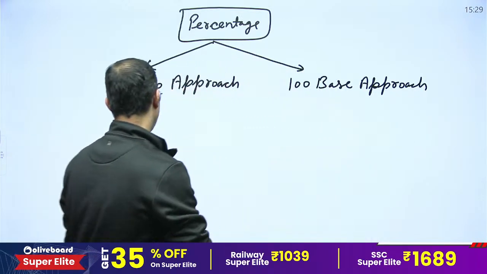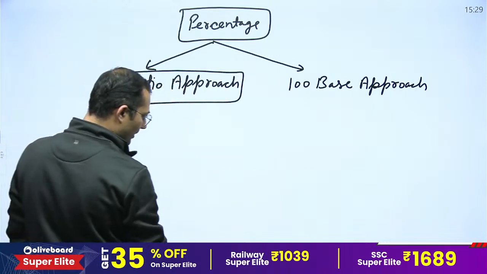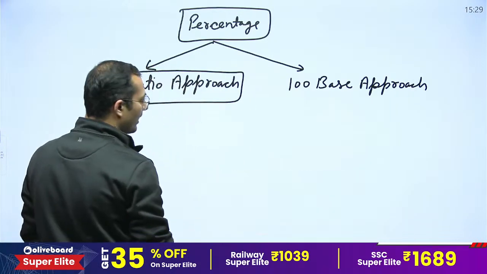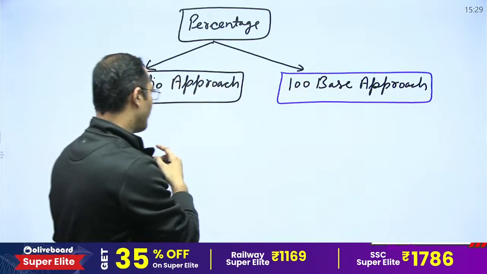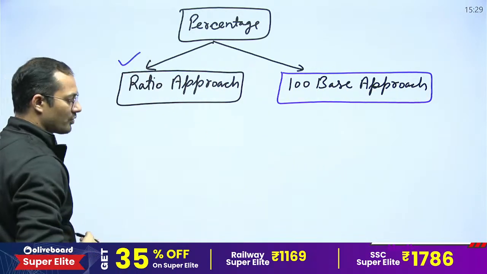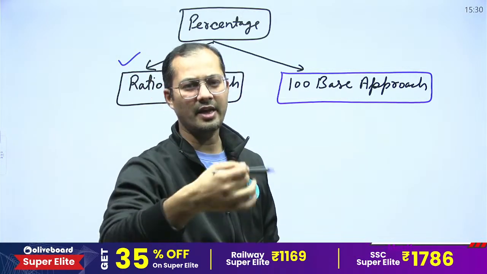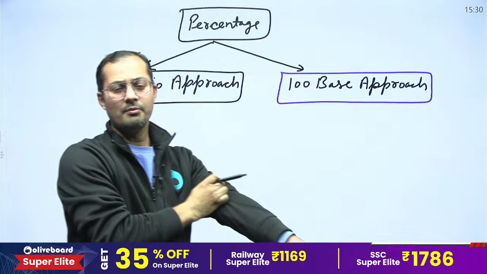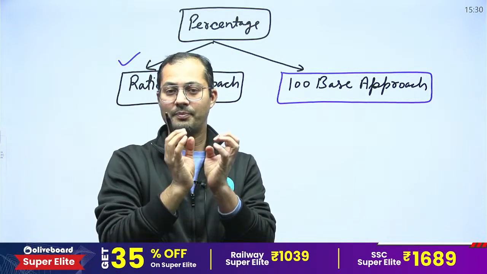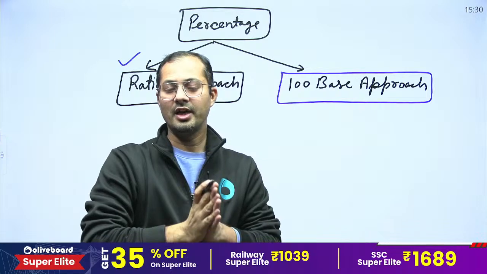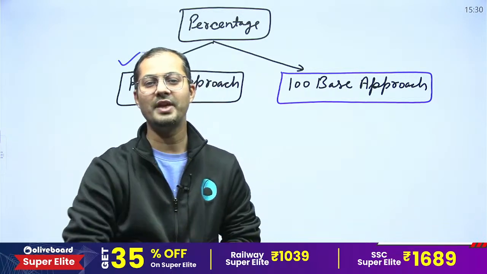Right? So in the ratio approach, we follow some steps. In the 100 base approach, we also follow some steps, right? So first of all, we will understand the ratio approach, and this approach is going to be used more or less in every chapter of mathematics. See, percentage is the heart of mathematics. If you understand percentage very well, it means you are going to have a good command over the complete maths, right?